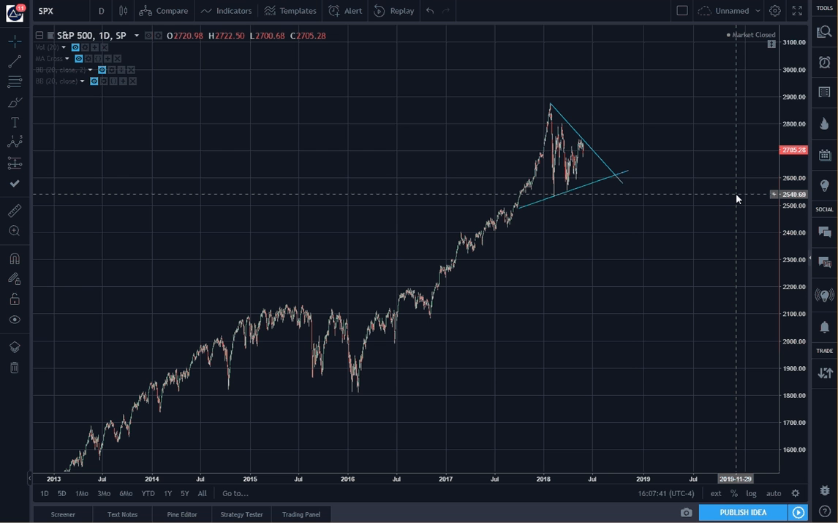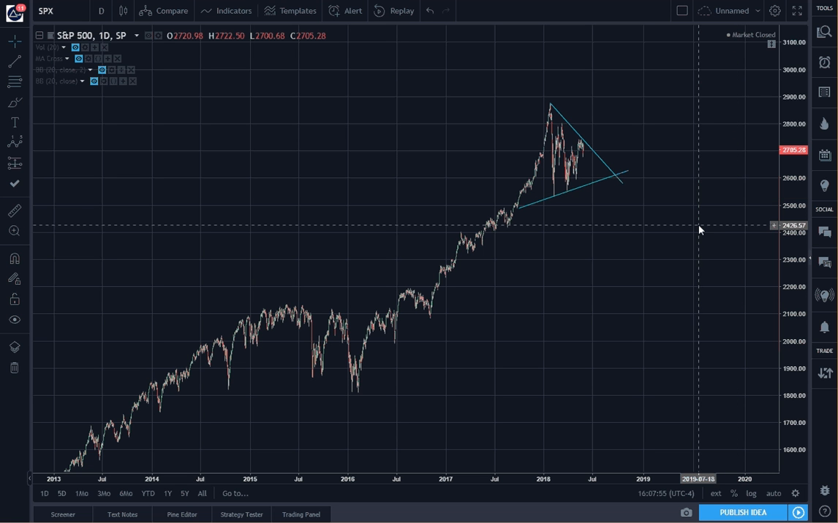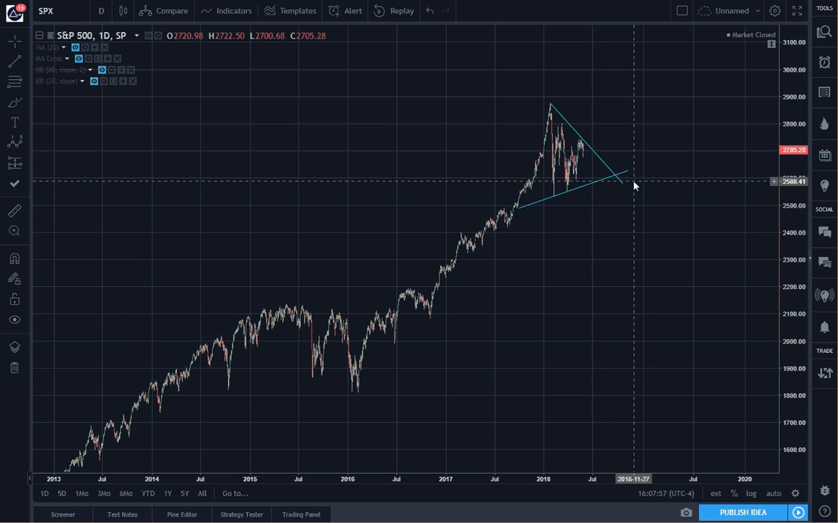I've also said that usually when you see a triangle, whether it's a symmetrical triangle or a downward wedge or upward wedge, usually, or actually almost always, it is wave 2 or wave 4. It's one of those waves. So do you think this is a wave 2 or wave 4 for this pattern? Well, let's finish the pattern first.